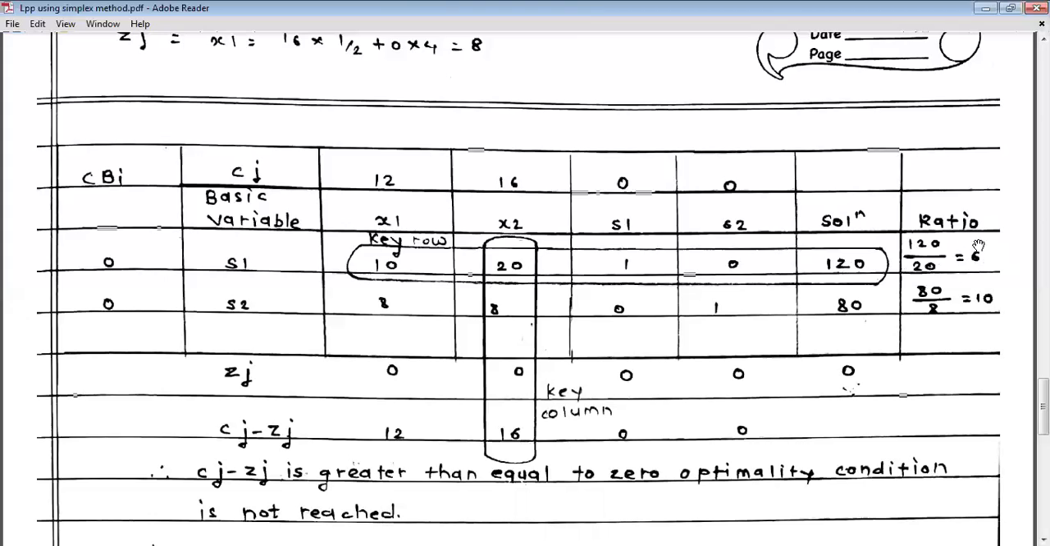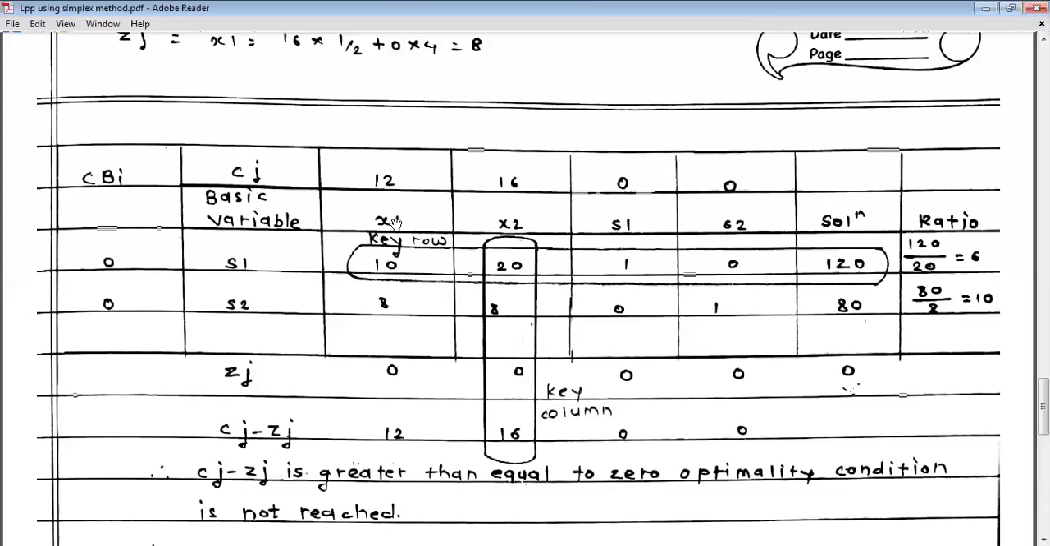So the least positive value here is 6, so this becomes the key row. Once again, I'm telling you, in this case, you have to examine the values of Cj minus Zj. Since these are greater than 0, we will be choosing the most positive element to find the key column, and we'll be choosing here the least positive element to find the key row. The intersection will give you the key element, or the pivot element.